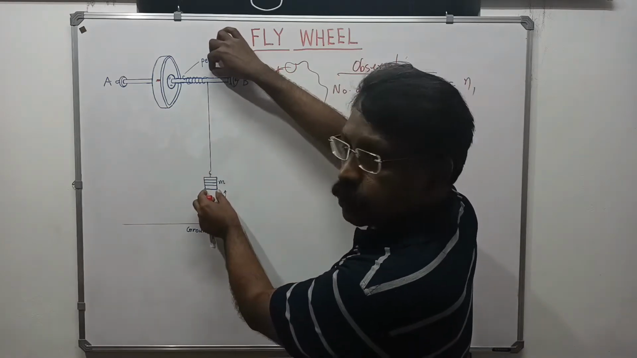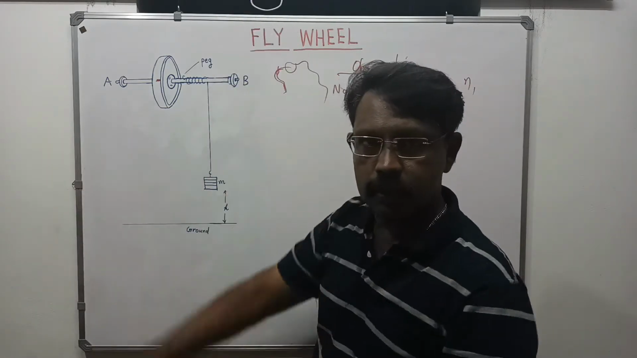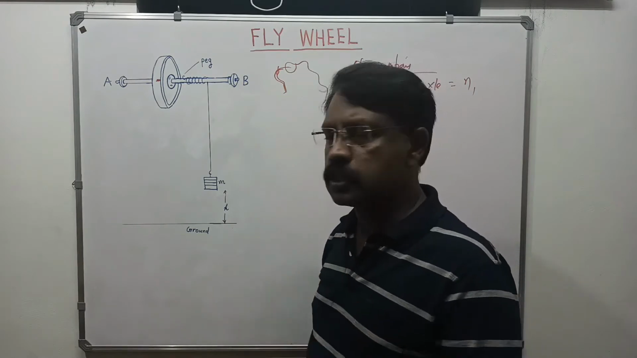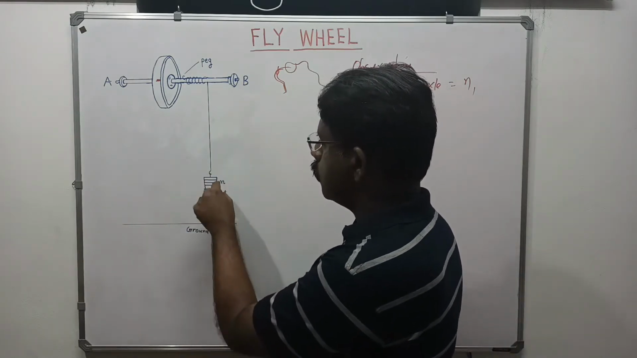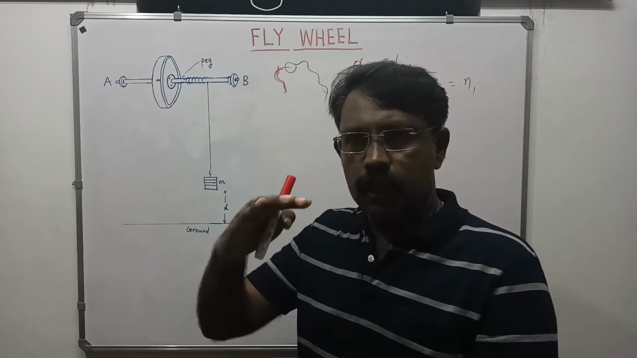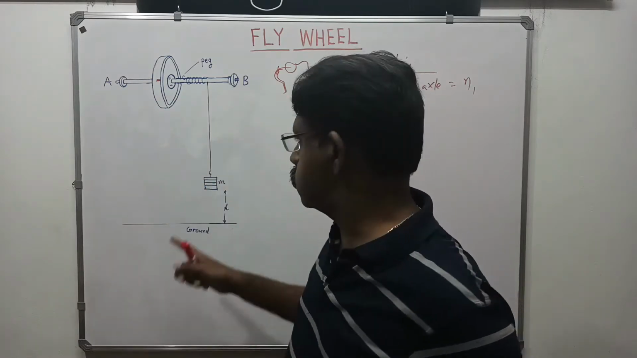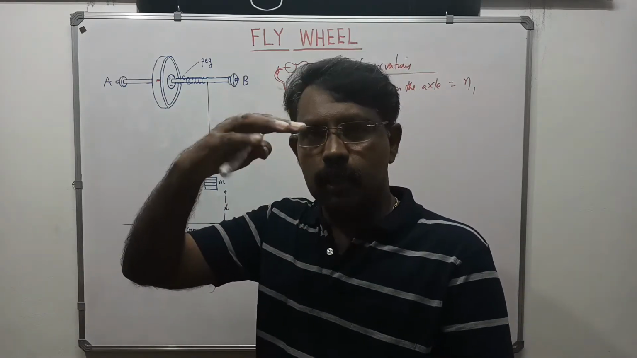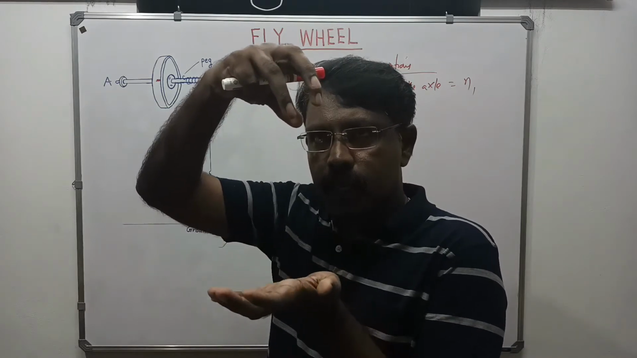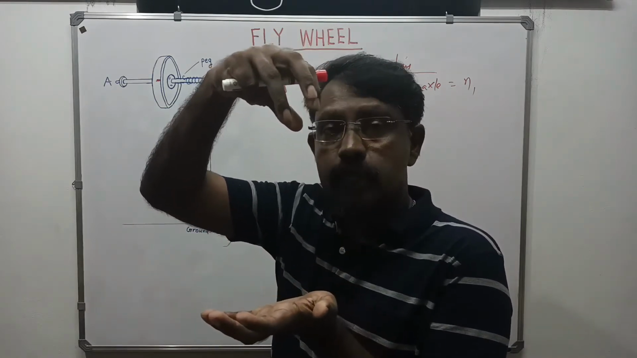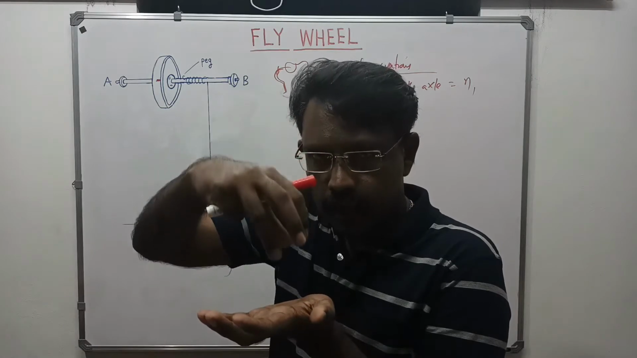Then we will release the mass. So what will happen when we release the mass? When the mass is released, this mass will come down. Okay, there is a particular energy for this mass. What is that? That is potential energy. The mass is kept at a certain height. When the mass is released, there is potential energy and the mass will slowly come down.